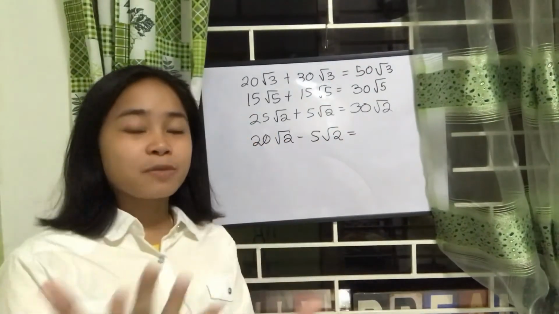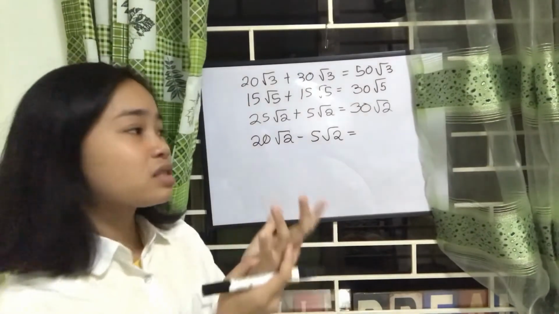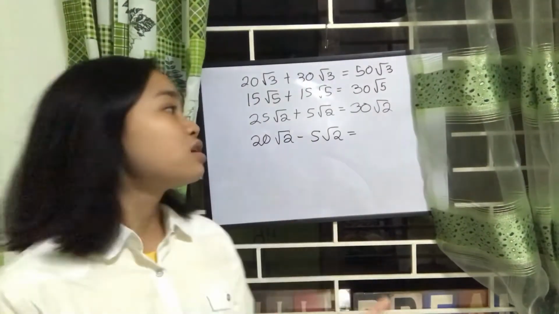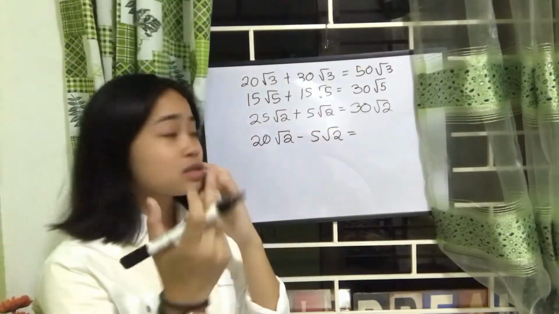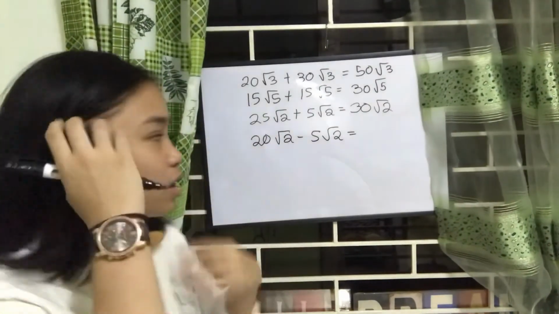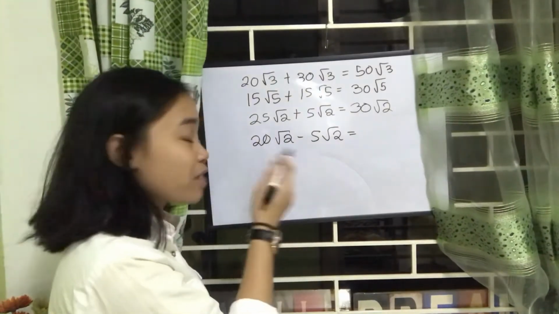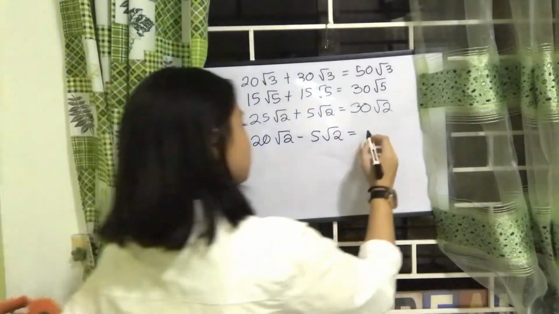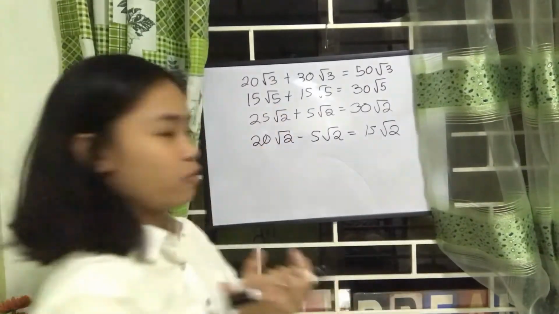So let's try subtraction again. So here, like the addition one, but instead of adding it, you will be subtracting it. So 20 with the square root of 2 minus 5 with the square root of 2. Again, just leave the radicands. And the 20 and the 5, you will be subtracting it. So it will be 15 with the square root of 2.